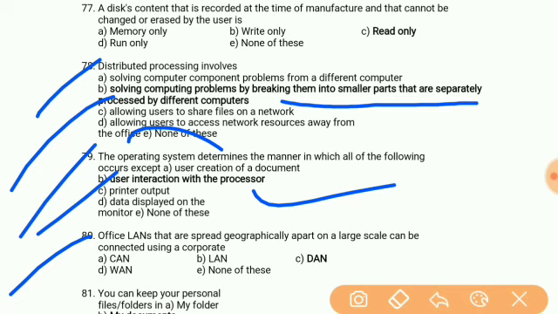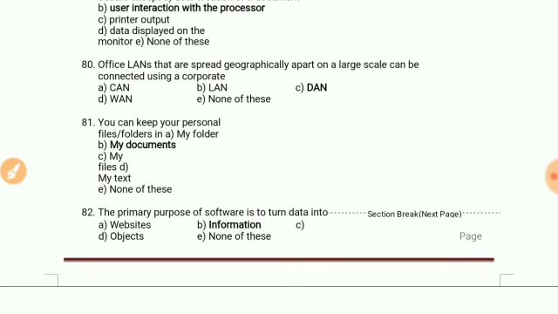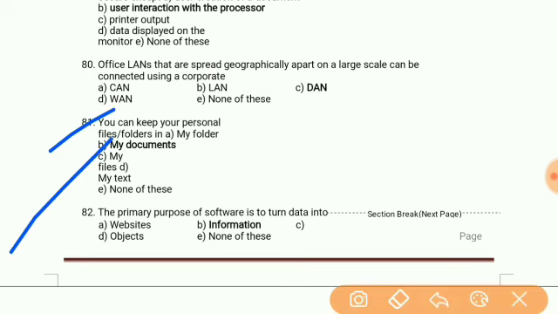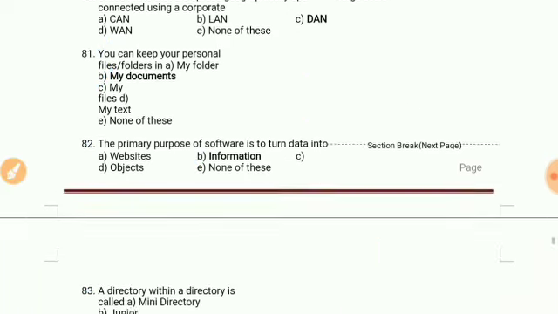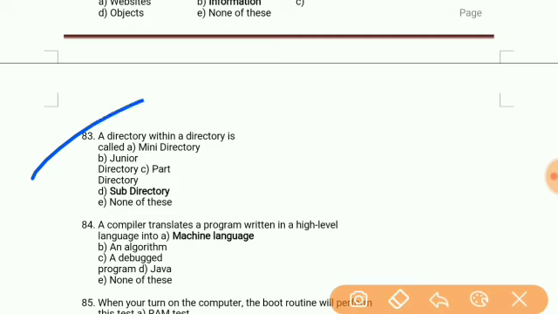Then office LANs that are spread geographically apart on a large scale can be connected using a corporate WAN. Then you can keep your personal files or folders in My Documents. Then the primary purpose of software is to turn data into what? Information. Then a directory within a directory is called a subdirectory.